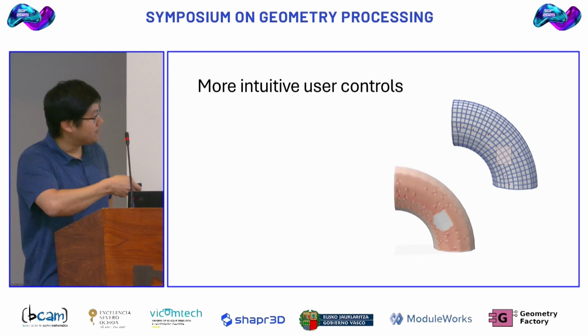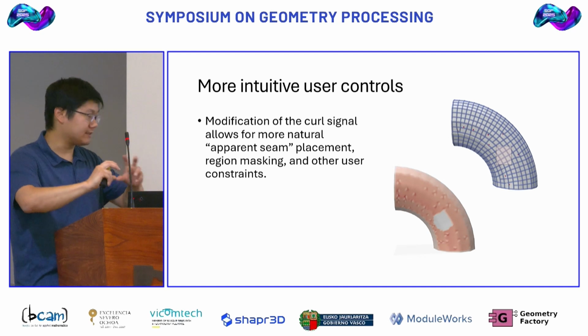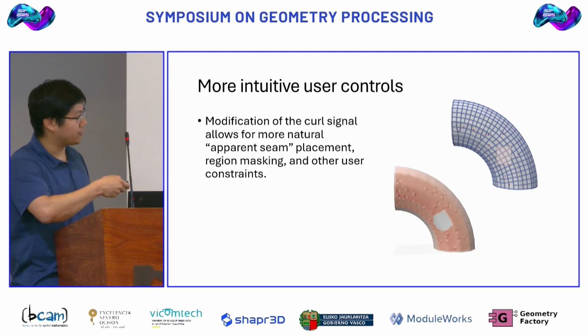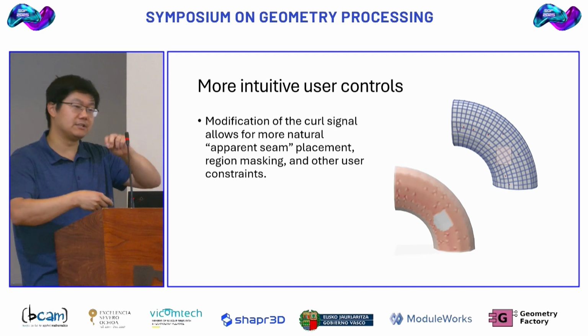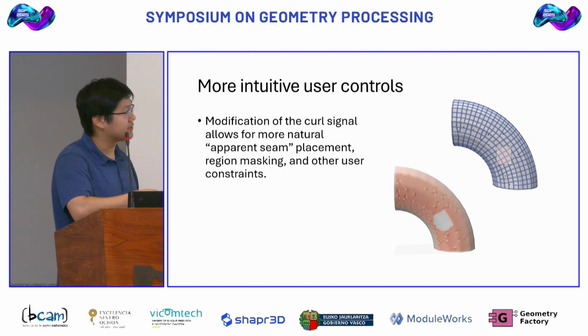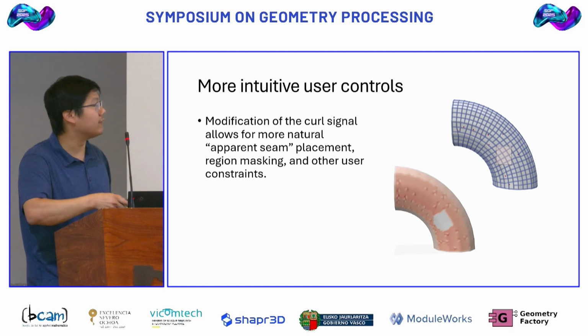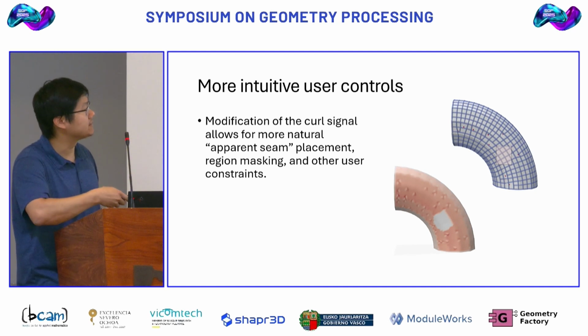And lastly, the last thing I wanted to say about the pipeline is that it's nice in that you can simply use modification of this curl signal to achieve more natural user input than the stitch-by-stitch modifications in prior work. So say you want to mask a region because you want to put some color work or a texture, maybe a logo or something here. It's very easy to just blank out the curl signal in that region, and you won't place singularities there.